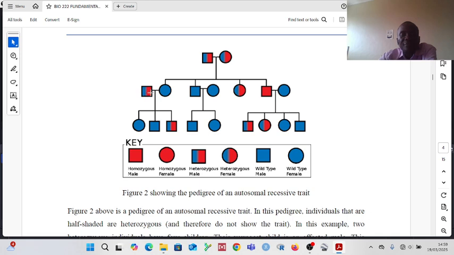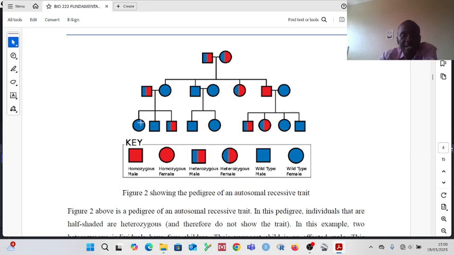Those that have 2 colors are heterozygous. The squares are males, the circles are females. So the first child, who is a normal female, was paired in breeding terms with a heterozygous male. Then together they had 3 children.